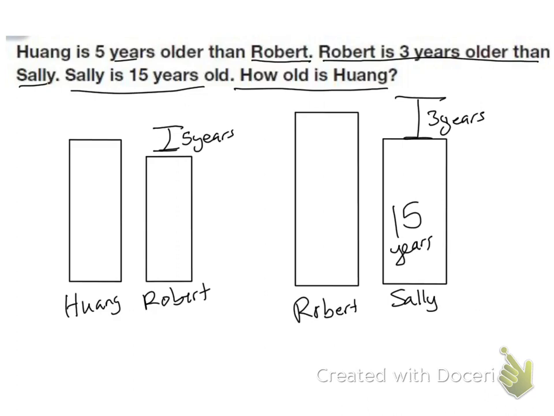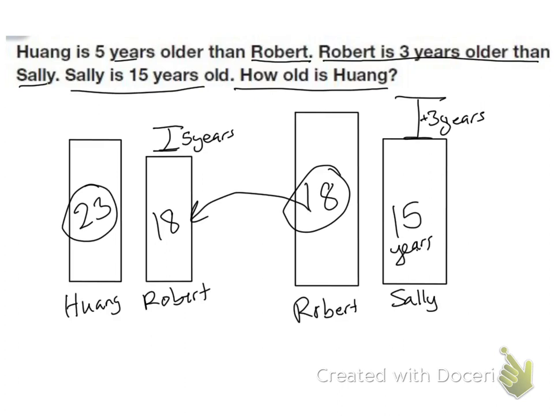So we'd go 15 plus 3 equals 18. So Robert is 18 years old. Now I'm going to put that into this problem. Robert is 18 and Huang is 5 years older than that. So 18 plus 5 is 23. So Huang is 23 years old.